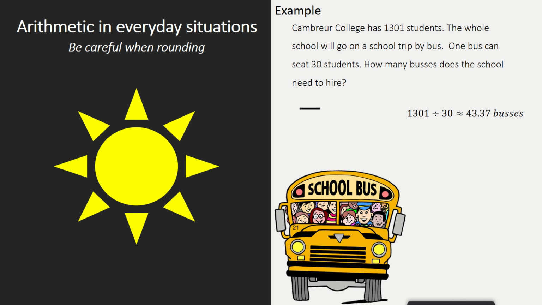So again, we have 1,301 students. We're going to divide this by 30, because one bus can seat 30 students. That means that we need 43.37 buses. But there is nothing like 0.37 bus. So we need to have a look at 44 buses for the school trip.